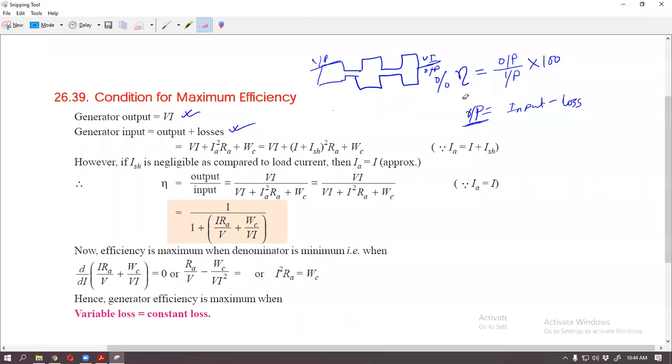Sir, when should it be, no sir. Listen, sir, when you are finding the output, when should it be input minus loss? When?